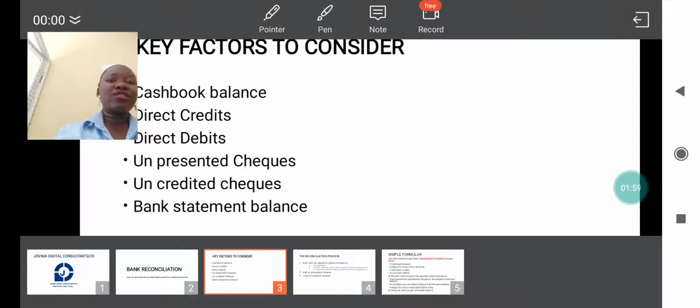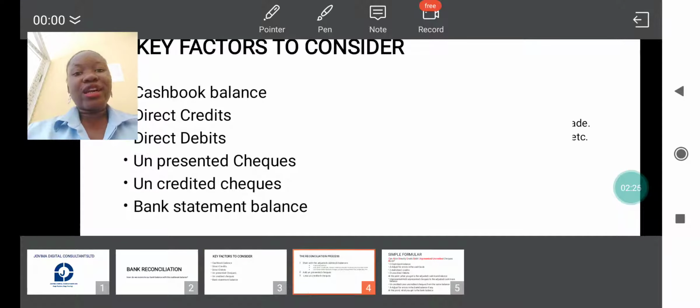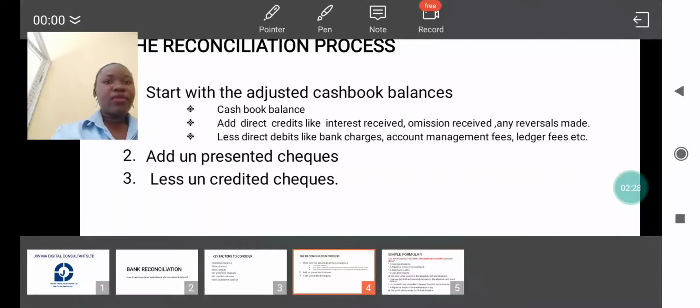Remember, there are some errors which will be reflected by the trial balance, and there are those which won't be reflected, like errors of omission. If you omit a transaction totally, it will not be reflected anywhere. It will not even affect your trial balance. But remember, if this transaction went through, the bank will have recorded it. So we start with adjusting the cash book for such errors. So we proceed. After getting the adjusted cash book, we look at the bank reconciliation statement.